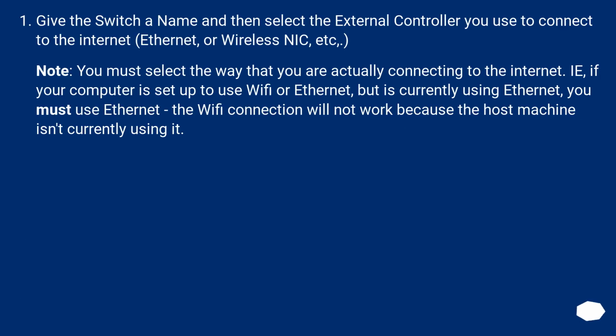Give the switch a name and then select the external controller you use to connect to the Internet, Ethernet, or wireless NIC, etc. Note, you must select the way that you are actually connecting to the Internet. If your computer is set up to use Wi-Fi or Ethernet, but is currently using Ethernet, you must use Ethernet. The Wi-Fi connection will not work because the host machine isn't currently using it.